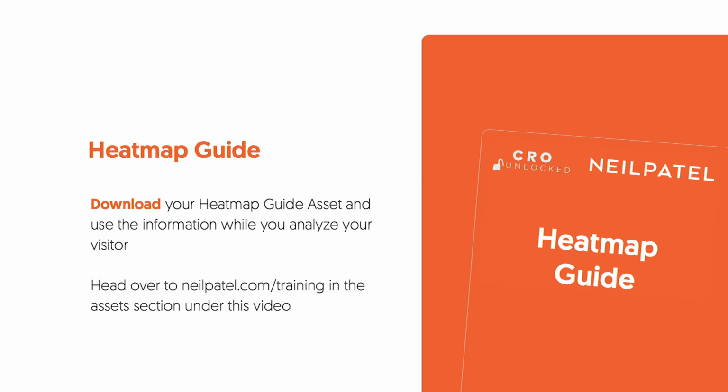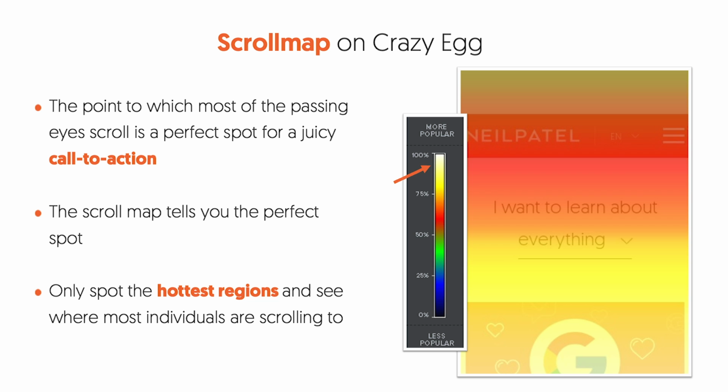Then there's a scroll map within Crazy Egg. And a scroll map is what it sounds like. It shows you what percentage of your users scroll where.